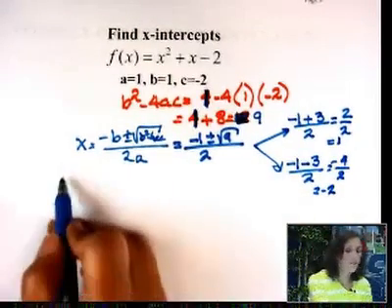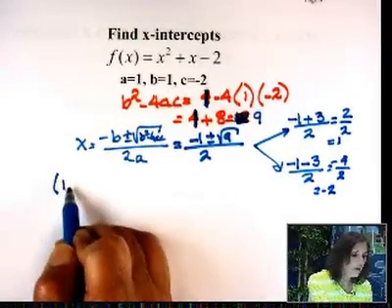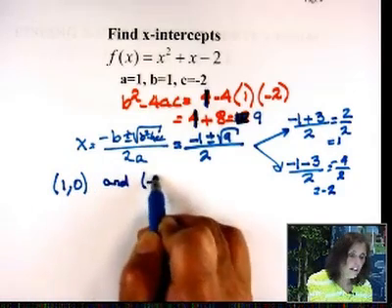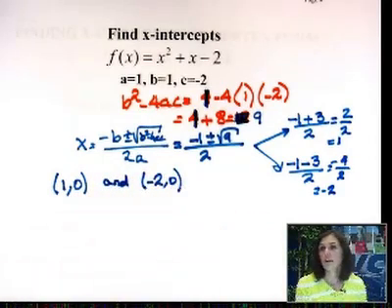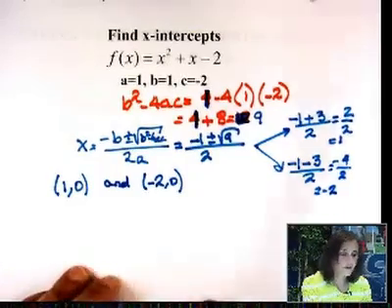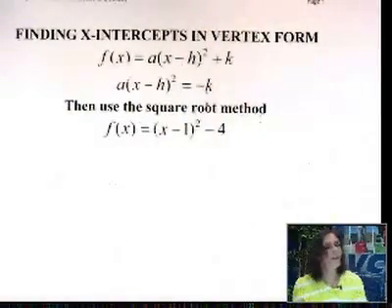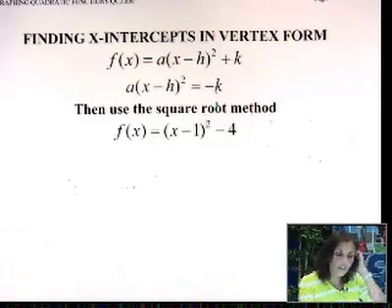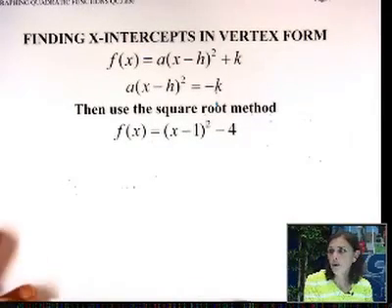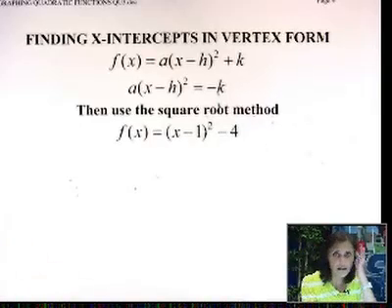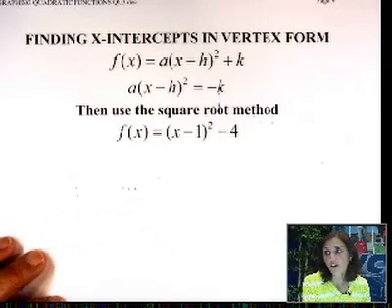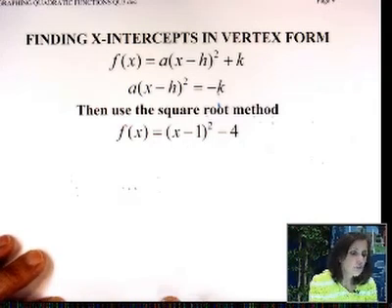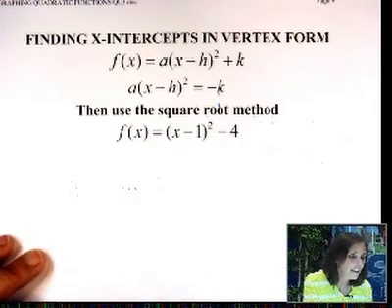Well, my x-intercepts are at (1, 0) and (negative 2, 0). All right, that makes sense. Okay, now find x-intercepts in the vertex form. There are two ways of doing this. You can use, for example, the square root method, or you can just FOIL it up and then find it the way that I did it before. So let's use the square root method.